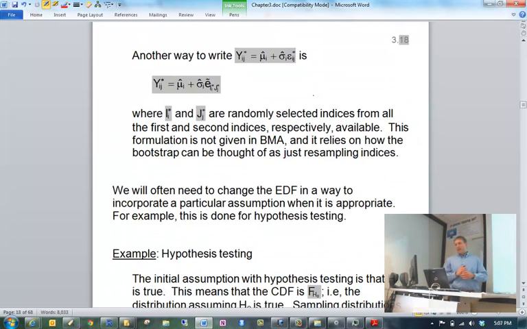Here's another way to think about what we're doing. In this little example where we had 5 observations, you could say that we have the following index pairs.